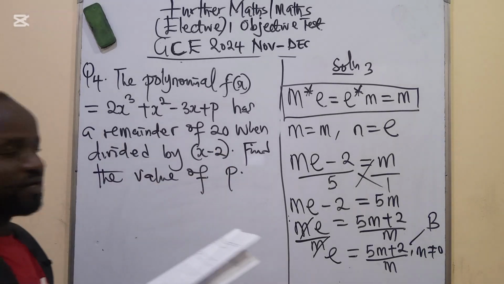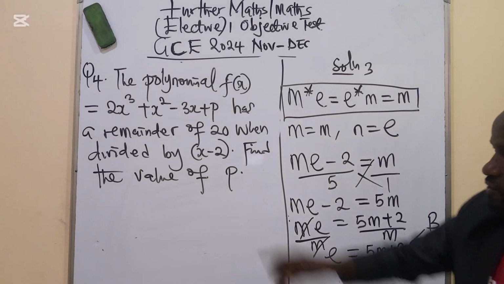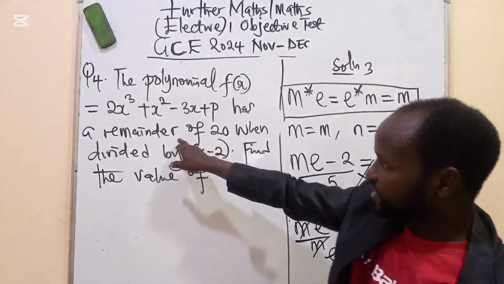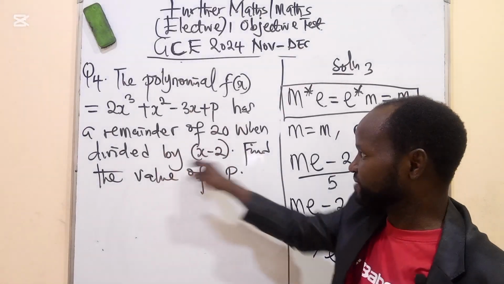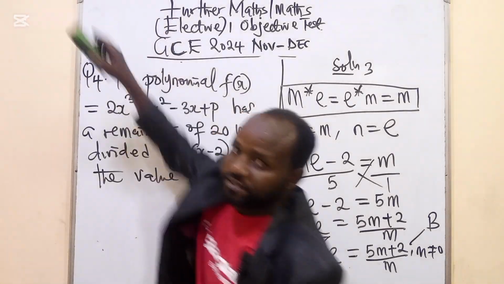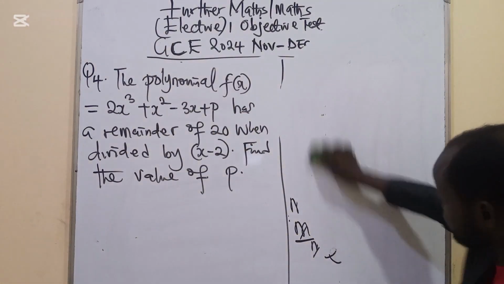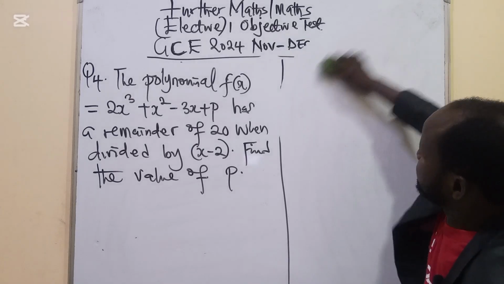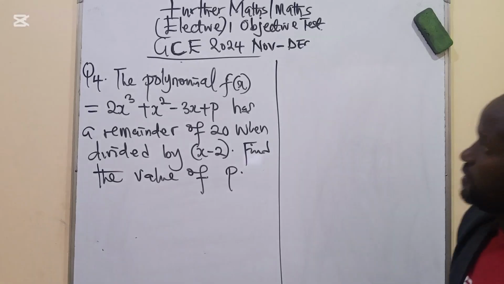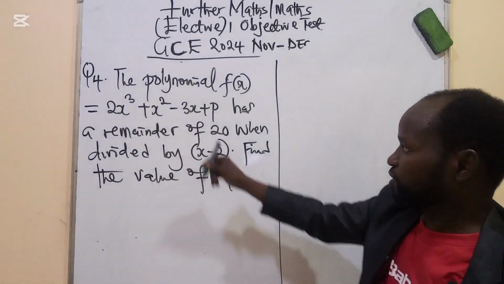Very easy and direct. Let's look at it. The polynomial f of x equals 2x cubed plus x squared minus 3x plus p has a remainder of 20 when divided by x minus 2. Find the value of p. Apply the remainder theorem. Let's solve it here and see what we'll have from the options. It means if we divide this function by x minus 2, the remainder will be 20.